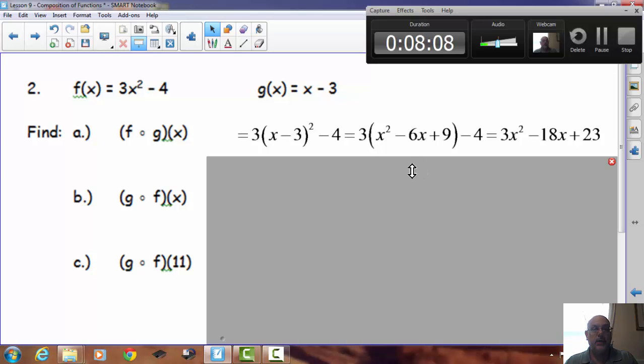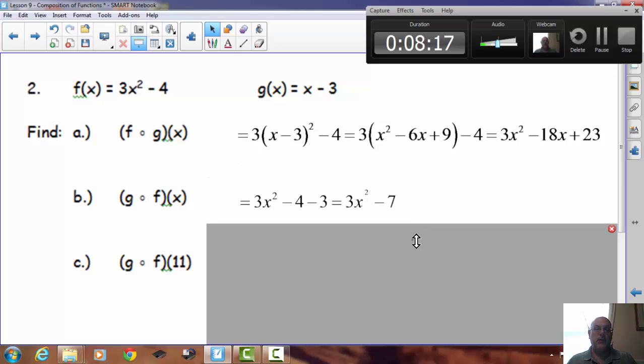G following f of x. We're going to take the 3x squared minus 4, put it into this function where the x appears, and you have 3x squared minus 4 and then minus 3. Cleaning it up, you have 3x squared minus 7.